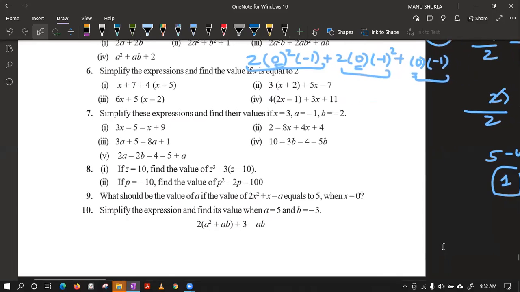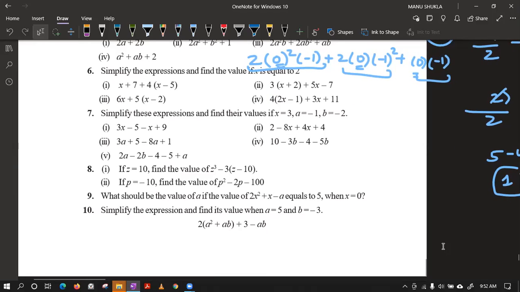Question number 6 is: simplify the expressions and find the value if x equals 2. So in this question number 6, you have to simplify first. Class, you have to simplify first and then put the value of x. Okay, I hope you are getting the question. It is saying simplify the expression. So first simplify and then put the value of x equal to 2 and find the value.